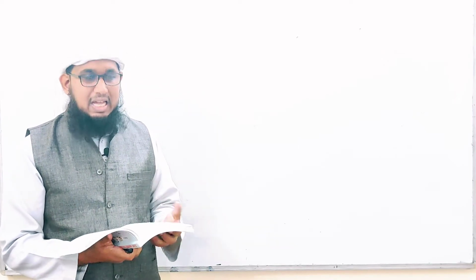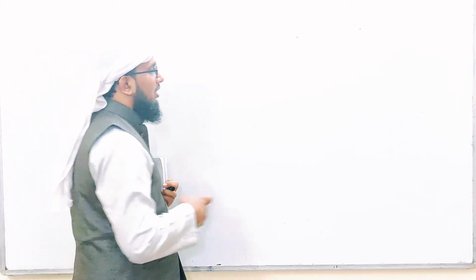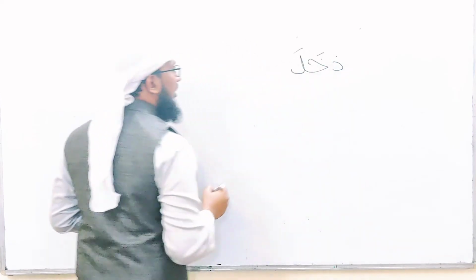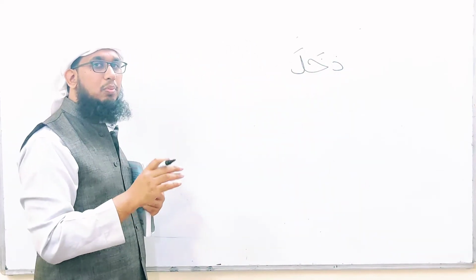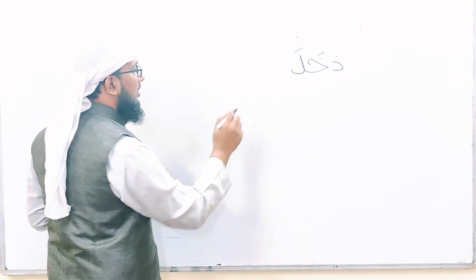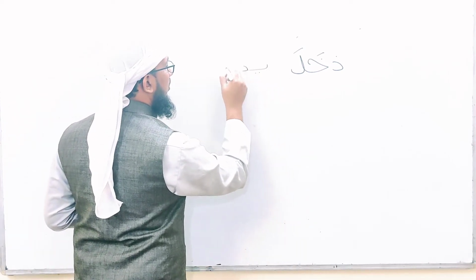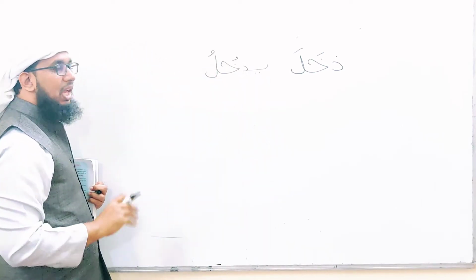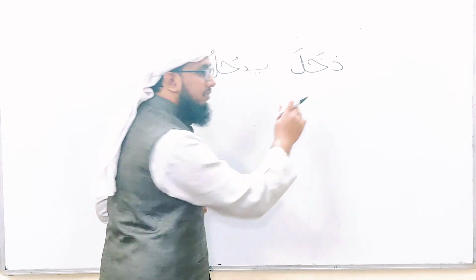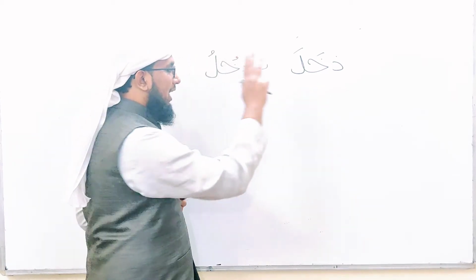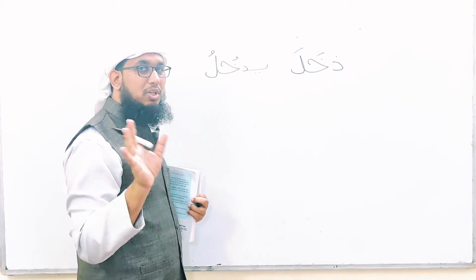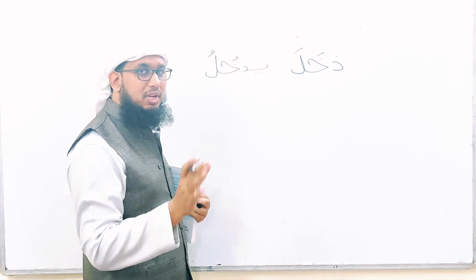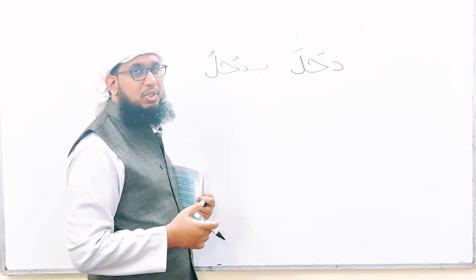See here, dakhala, fi'l madi, right? Dakhala. Now we have to memorize the fi'l mudari of dakhala. What is that? Yadkhulu. Dakhala, yadkhulu. And dakhala is fi'l madi thulathi, and dakhala is fi'l lazim. It does not need a maf'ulun bihi. Dakhala Muhammadun, Muhammad entered. So it's fine, there is no need of maf'ulun bihi.